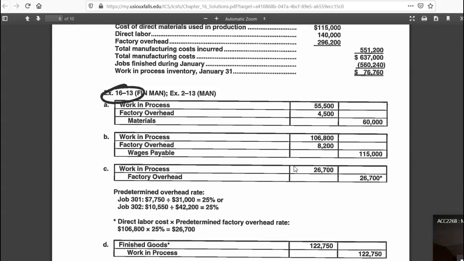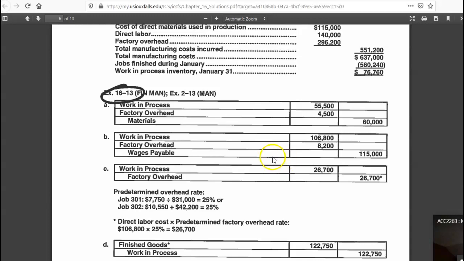The cost sheets for the 4 jobs entering the production during the month are as follows. Jobs 301 and 302, 303 and 304. Journalize the summary entry to record each of the following operations. Letter A, the direct and the indirect.